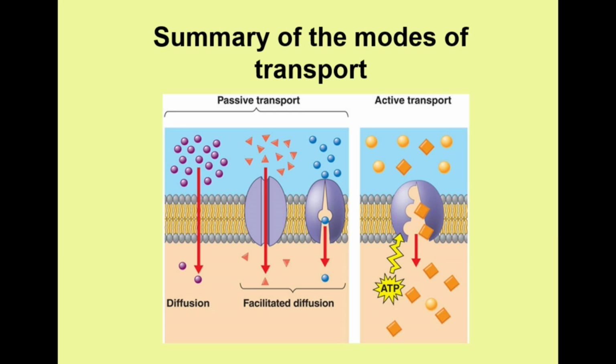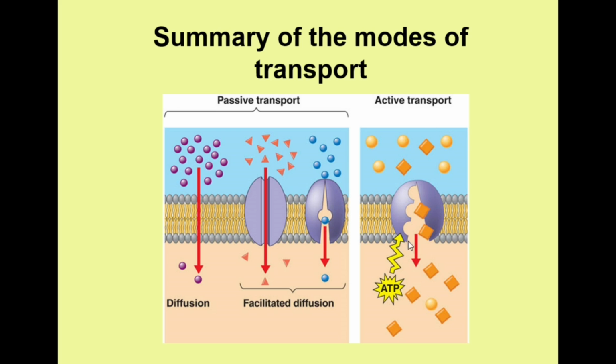So what we can see on this slide is just a summary of the modes of transport. We have passive transport, which can be normal diffusion, so simple diffusion, including osmosis at this point, where things diffuse through the phospholipid bilayer. But then we also have facilitated diffusion, where things can still diffuse from an area of high to low concentration, but they cannot pass through the phospholipid bilayer, so they need specialized proteins, either channel proteins or carrier proteins, to enable them to do that.